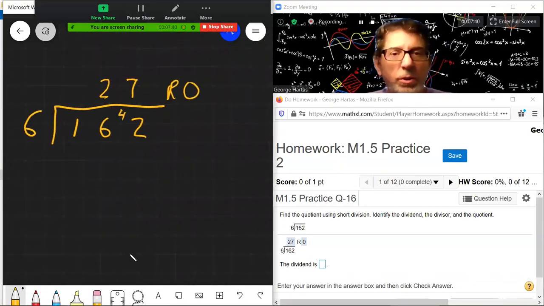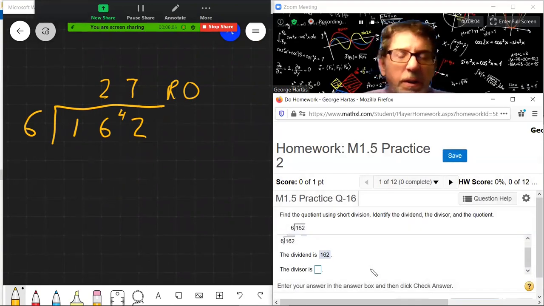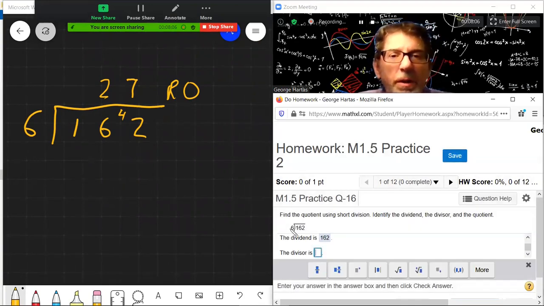Okay, now they want us to answer the question, what is the dividend? And if you recall from the last video, I kind of went over that, right? The dividend is the number inside the box. It's what's being divided into. 162. We're dividing into the dividend. The divisor is the number outside of the box. It's what we're dividing by. We're dividing by the divisor.